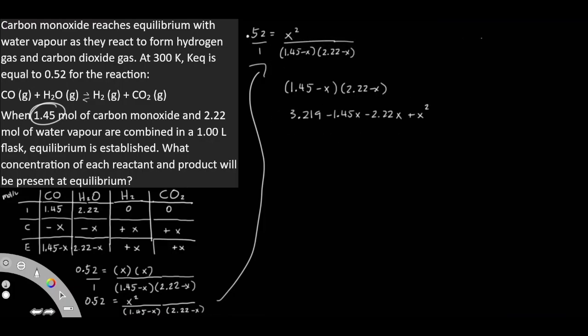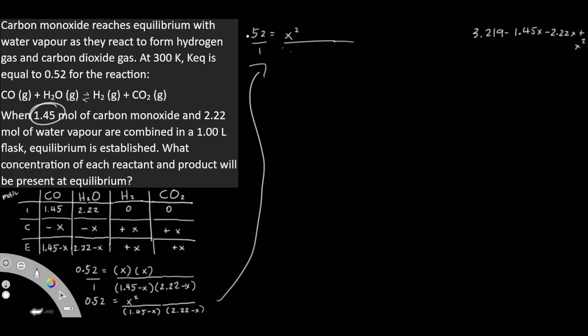I'm just going to write this up here so I don't forget what it is. So we have 3.219 minus 1.45x minus 2.22x plus x squared. 3.219 minus 1.45x minus 2.22x, and we have our x squared over there. At this point we could cross multiply, so let's do that.